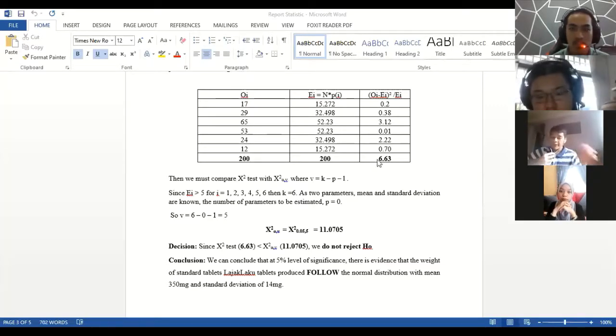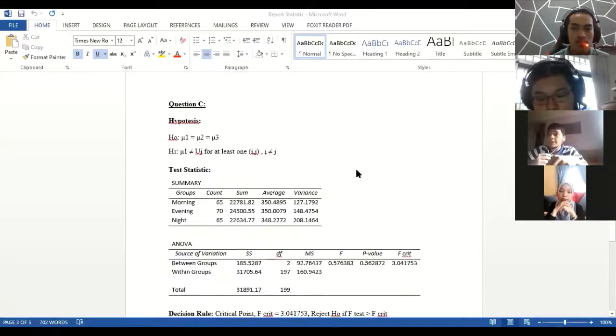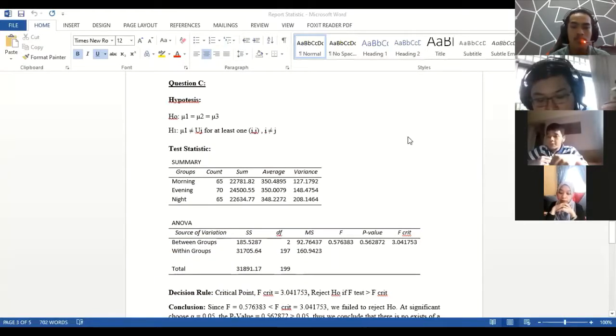Okay, now I will present question C. For question C, we use one-way ANOVA. First of all, we must know the hypothesis for this question. By letting morning equal to 1, evening equal to 2, and night equal to 3, H naught is mu1 equal to mu2 equal to mu3. And for H1, mu1 is not equal to mu j.